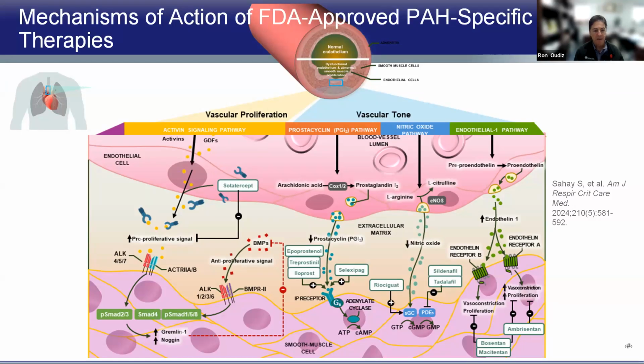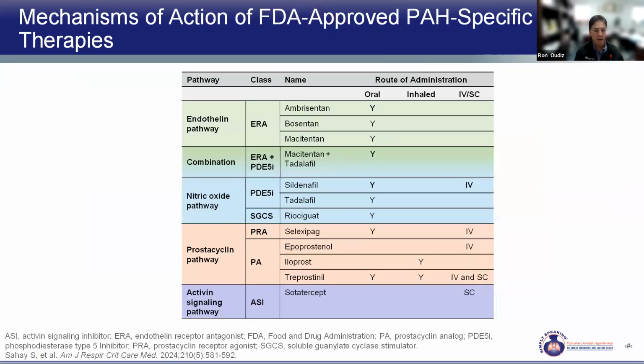So the mechanisms we're not going to dive too deeply into, but suffice it to say that they're all uniquely different mechanisms, all targeting the same idea: to improve the RV afterload and help pulmonary blood flow at rest and during exercise so that cardiac output and oxygen delivery can be maintained to the tissues.